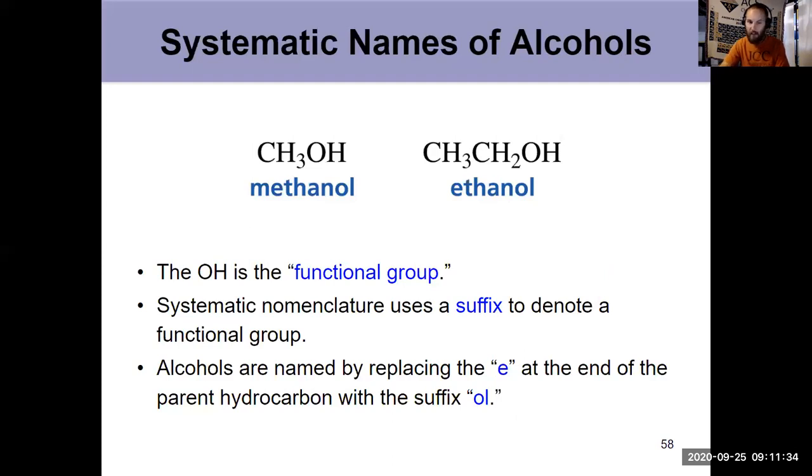Now in methanol and ethanol, it doesn't matter because there's only one carbon in methanol. In ethanol, I could think about it as carbon 1 and carbon 2, but I don't have to put a number there because if I just flip the molecule around, it's the same on 1 or 2. Always thinking about these things in 3D.